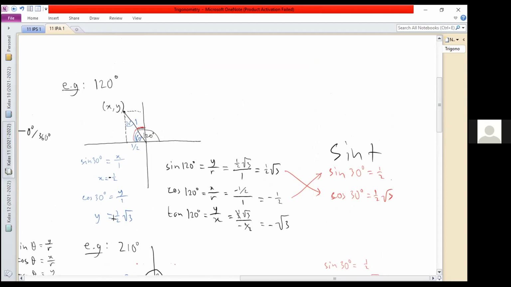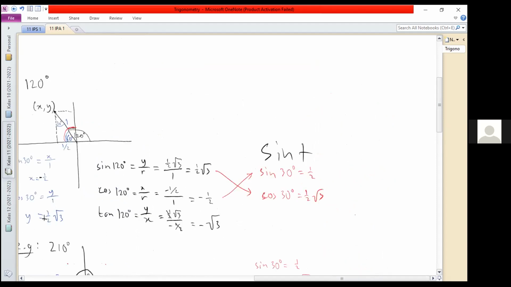And if you choose 60 degrees, then again it will match up. Sine of 60 degrees is 1/2 times square root of 3. The cosine is 1/2, and the tangent is square root of 3. Yeah, so it matches.